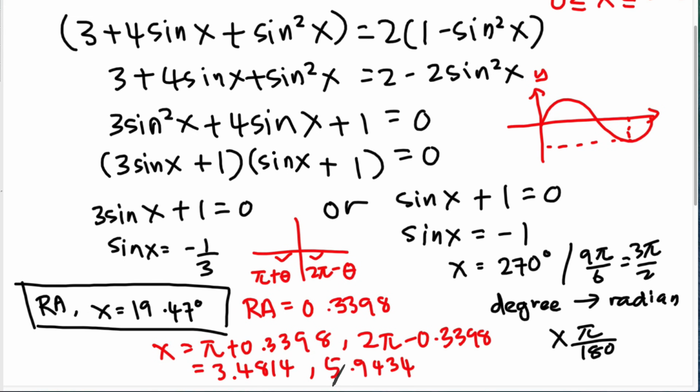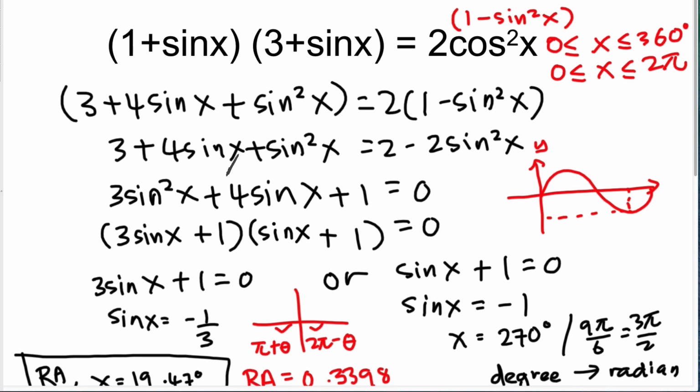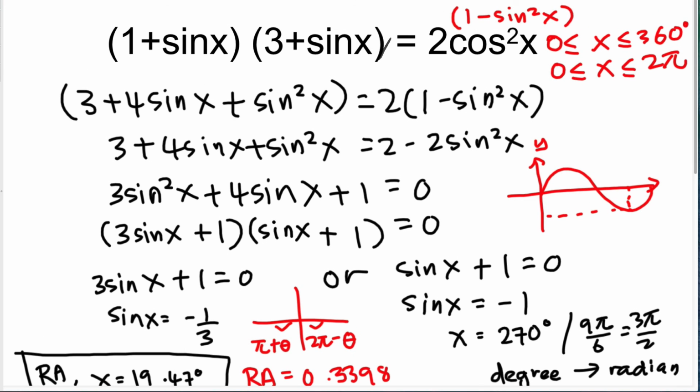I hope this short video can help you understand the difference between degree and radian, and how to solve this kind of question. So whenever you see sine and cos, remember to change everything to sine or everything to cos. Of course in this case changing to sine squared will be easier compared to changing to cos, because sine x itself is very hard to change to square.